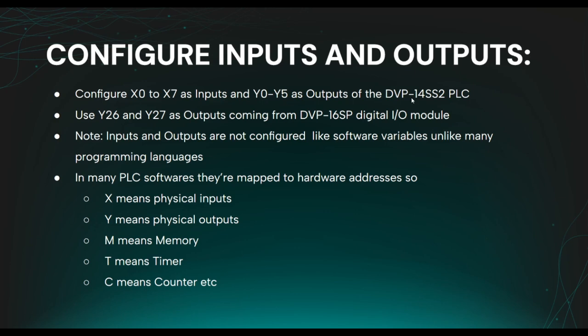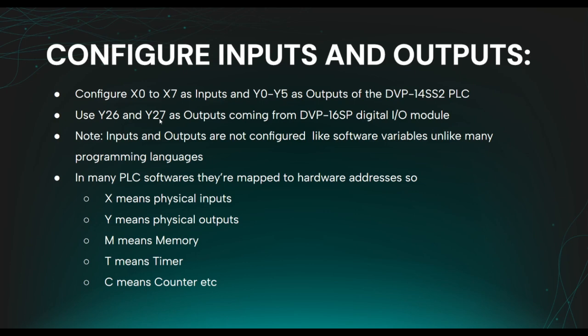As we already know from the first video, the DVP-14SS2 PLC, the 14 means we have got 8 inputs, so X0 to X7 should be inputs, and since we have got 6 outputs, so Y0 to Y5 should be outputs, right? Now, since we do not have 2 more outputs, we are using them from the digital input-output module. These are Y26 and Y27.